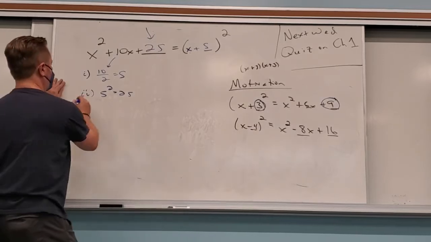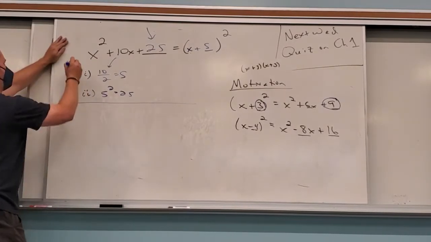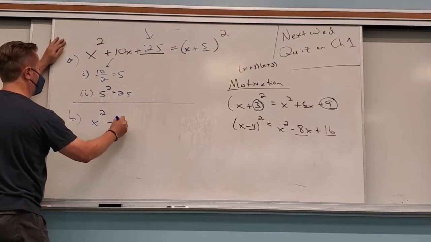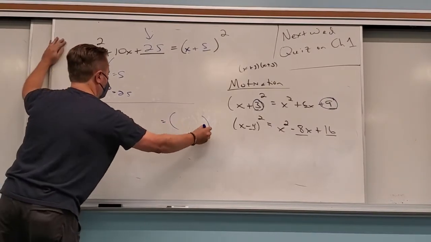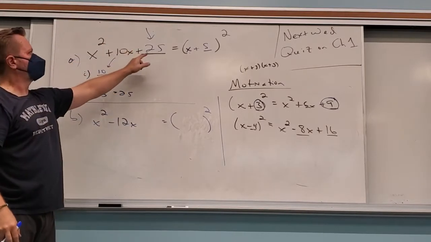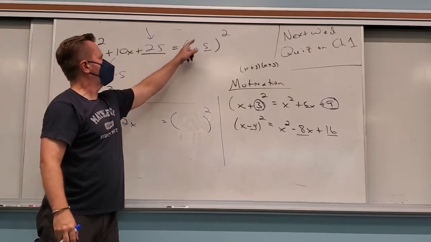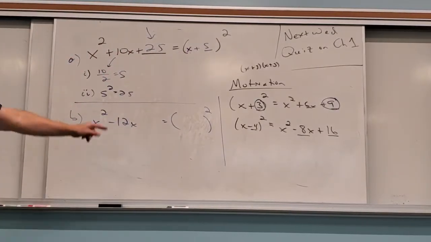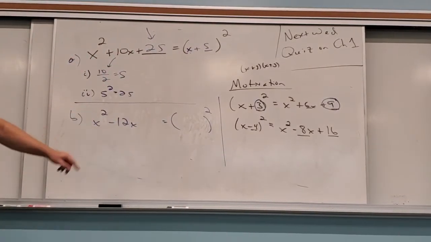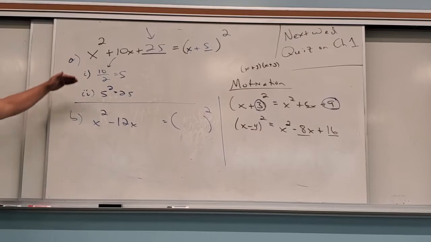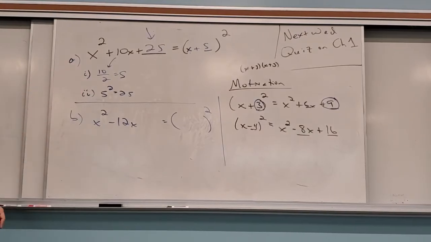Let's do one more, just to make sure we got it. Here, you guys do this real quick. I'll make that A. Here's B: x squared minus 12x. And now you see why it's called completing the square, because I figure out what goes here so that it can be written as a square. Completing the square. So you guys try to do this one. The two steps here never, ever, ever change. Cut the middle in half and then square it.